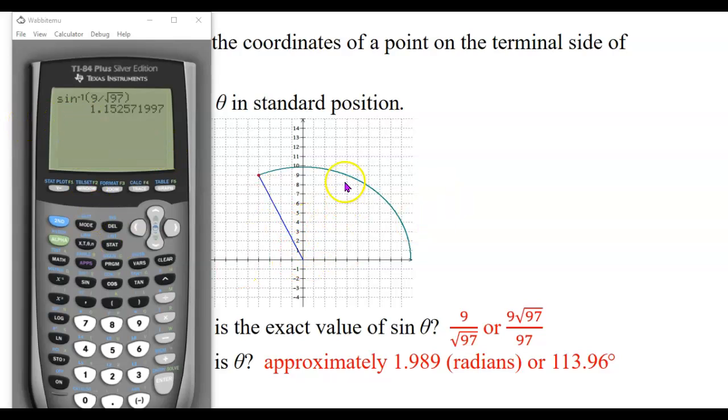So to go from the angle we got in quadrant 1 to the angle we really want in quadrant 2, here I'm going to have to subtract from pi, or 180 degrees. So if I take pi minus the number we just got, then I get the angle that we really want, which is about 1.989.